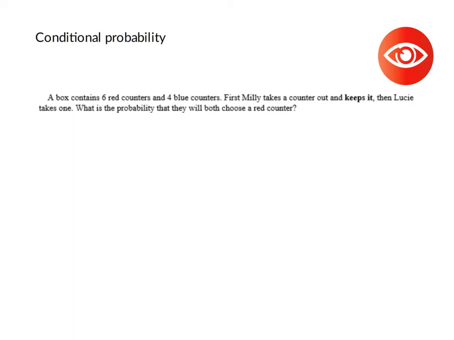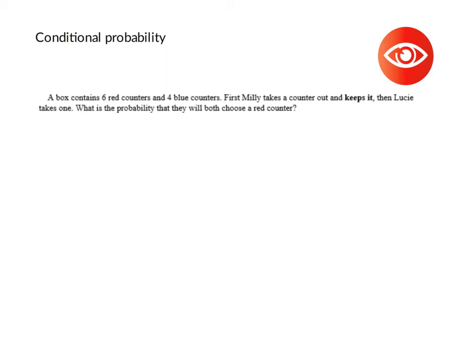Conditional probability is where the second event is dependent on what happens to the first event, so it will change as the situation changes as we go through. So we're going to start by setting out a tree diagram so we can see the situation.